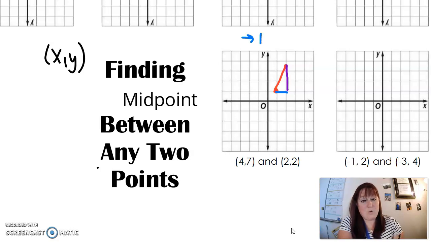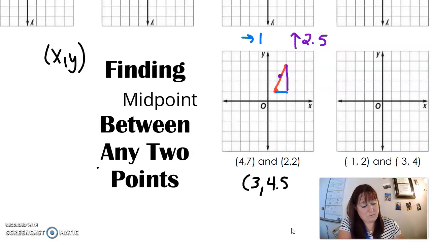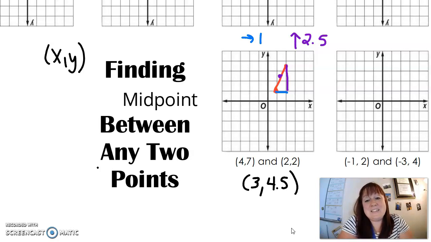And then how far would I have to go up to be halfway? I'd have to go up 2.5, right? Because that's just halfway, and that point would be right here in the middle. So if I went from 2 over 1, I would end up at 3, right? And if I went up 2.5 from 2, I'd be at 4.5. And that is exactly in between 4, 7, and 2, 2.